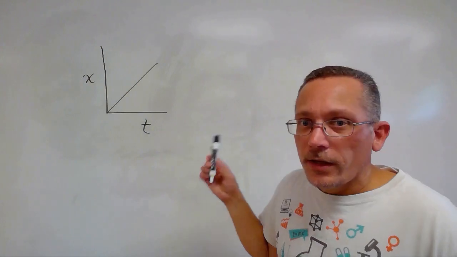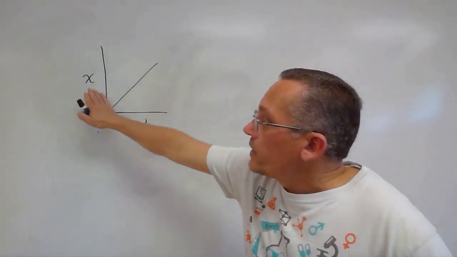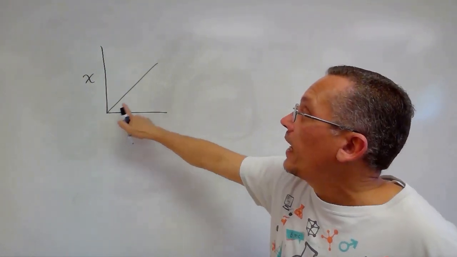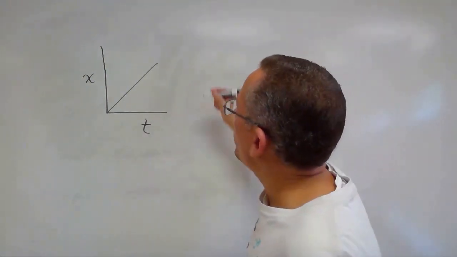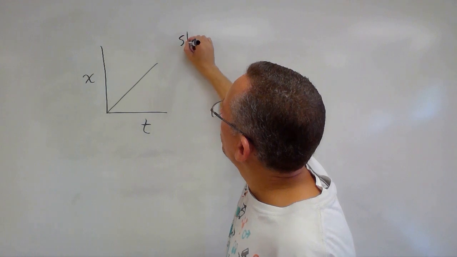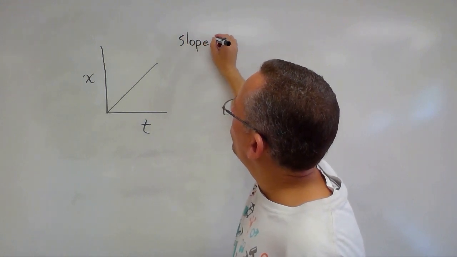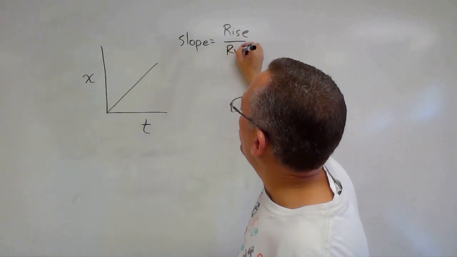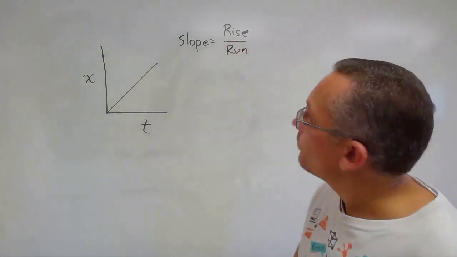Okay, so let's think about our graph real quick here, okay? We had position on the y-axis and we had time on the x-axis. Now how do we find the slope of the line? We find the slope by doing the rise over the run. Okay, now follow me here.